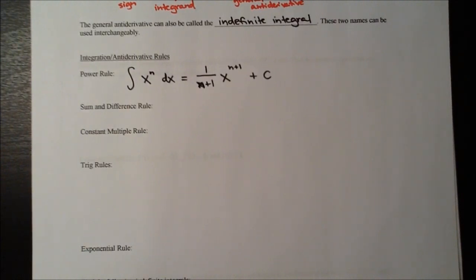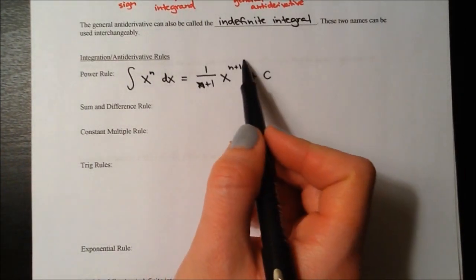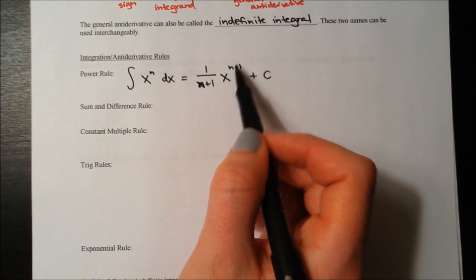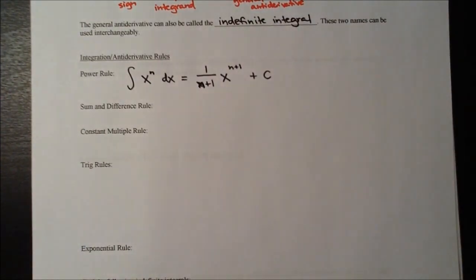Figure out what you need to take the derivative of, because when you take the derivative of this, the n plus 1 would come out front, this would become 1, and then x would drop down to the n. You'd land right back here. Okay, sum and difference rule, very easy, very basic, very similar to what we know with derivatives.